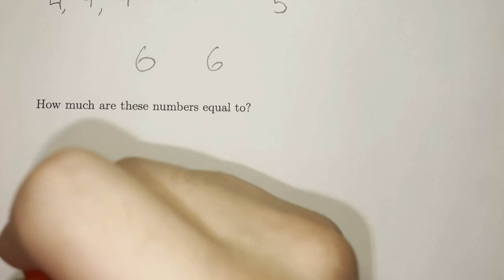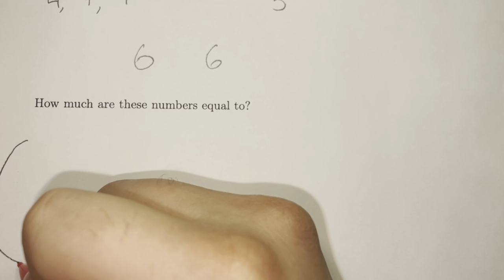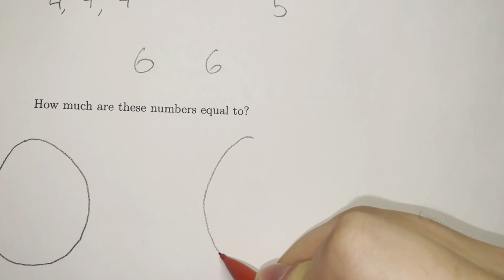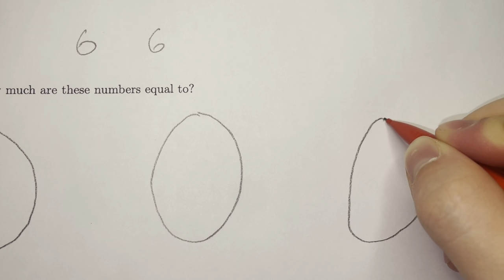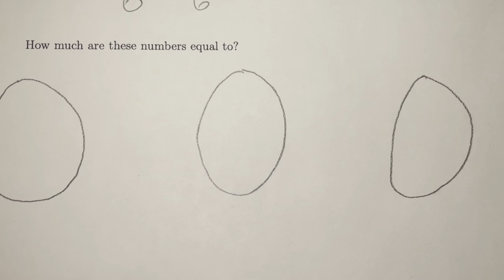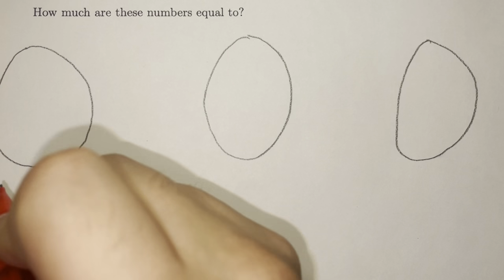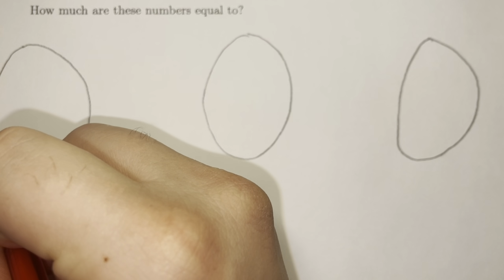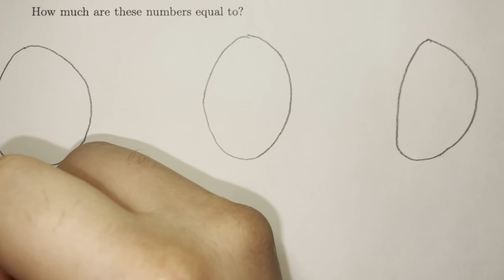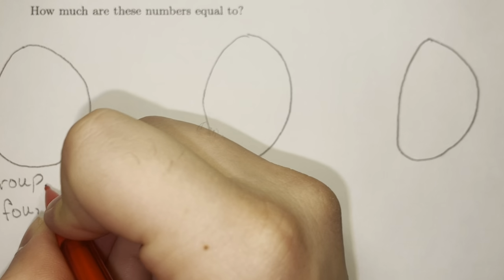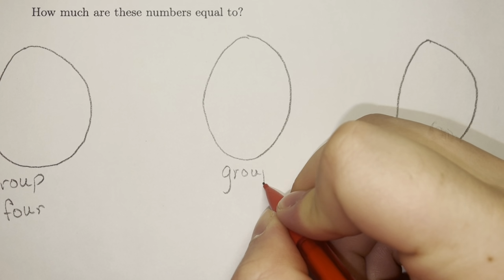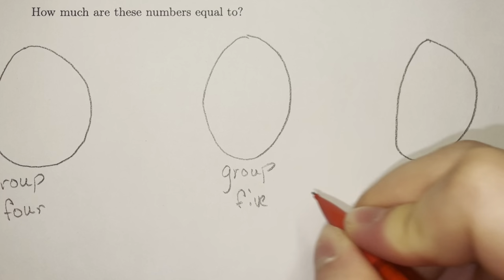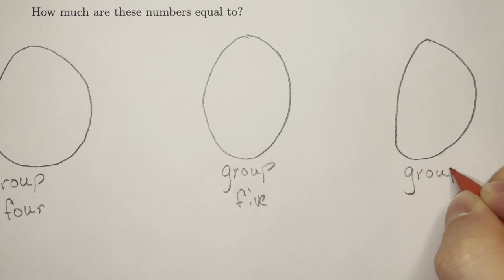So let's say we have 3 groups. And these groups here are going to represent our numbers. So this is the group for group 4, group for 5, and then group for 6.